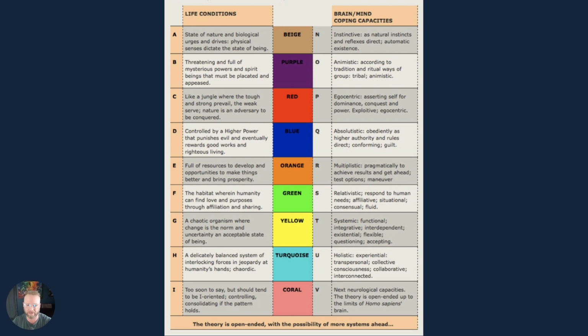The first one is to watch out for the judgment, because that's only going to slow you down if you're judging the other tiers. But the other thing is a lot of people who are in the green meme, the relativistic, respond to human needs, affiliative, situational, consensual, fluid. Basically, a lot of times people who are in the green meme get into this moralistic relativism and they get stuck in it, and that just means that they think that morals are subjective and not objective.